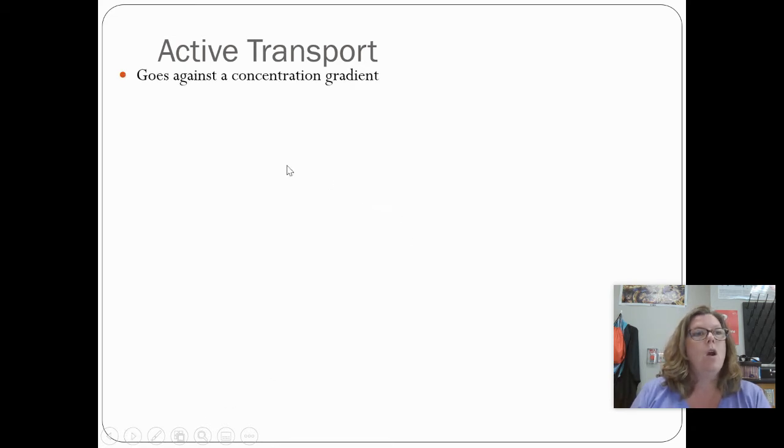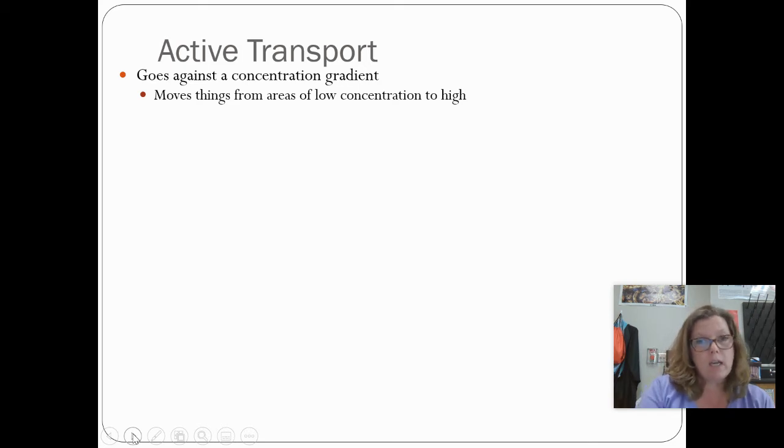All right, so the classic case of active transport would be moving things against a concentration gradient. And what that means now is that you're moving solutes from where they're less concentrated into where they're more concentrated.